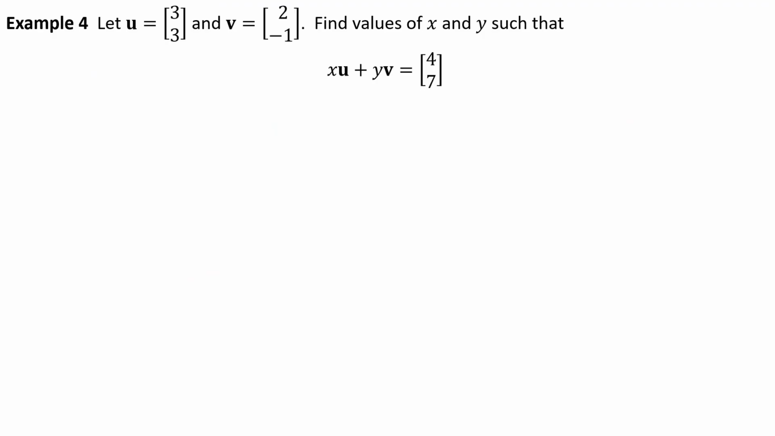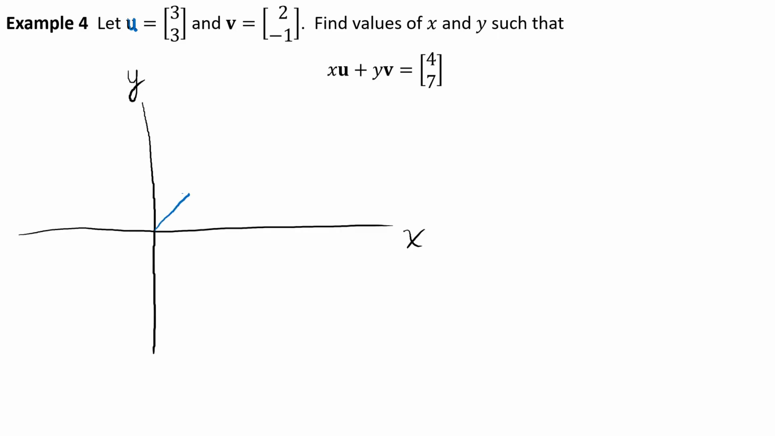As a final problem to get you thinking about vectors in this first video, let's consider the problem of finding real numbers, or scalars, that we can use to scale the vectors u and v, so that when we add these scalar multiples of u and v together, they make the vector (4, 7). So let's imagine u is this vector (3, 3), and v is this vector (2, -1). Our goal is to find numbers x and y such that if we scale u and v by those numbers and add them together, we arrive at the vector (4, 7), which is about here.